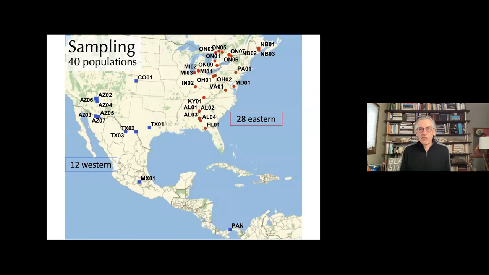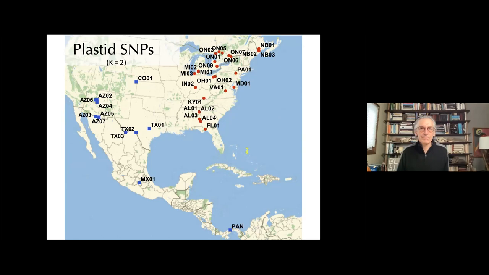So here's our sampling. We have 12 Western populations and 28 Eastern populations represented here. And that goes from Panama at the bottom, Mexico, into the west, and then all the way up into New Brunswick, the easternmost part of the range of the species.